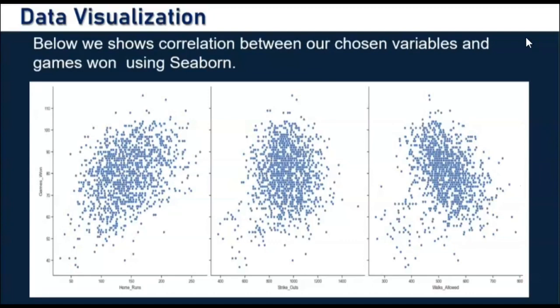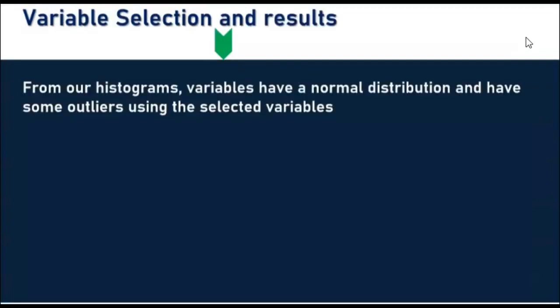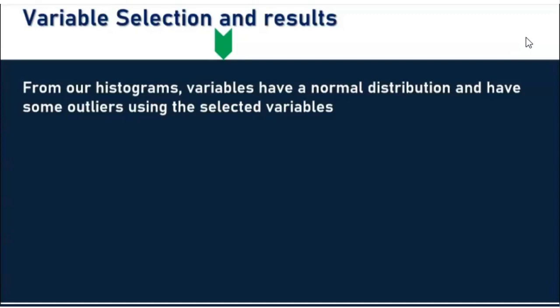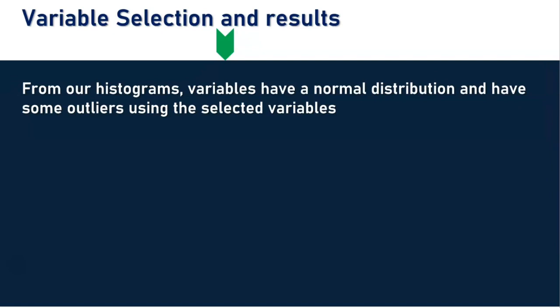So I will be rounding up this session before handing over to my colleague who is going to take us through the data modeling and prediction. Here is a snapshot, a summary of what our variables look like when we represented them on a histogram. From our histograms, we have normal distributions as a glimpse result of what we just visualized. Our variables have normal distributions and have some outliers using the selected variables.